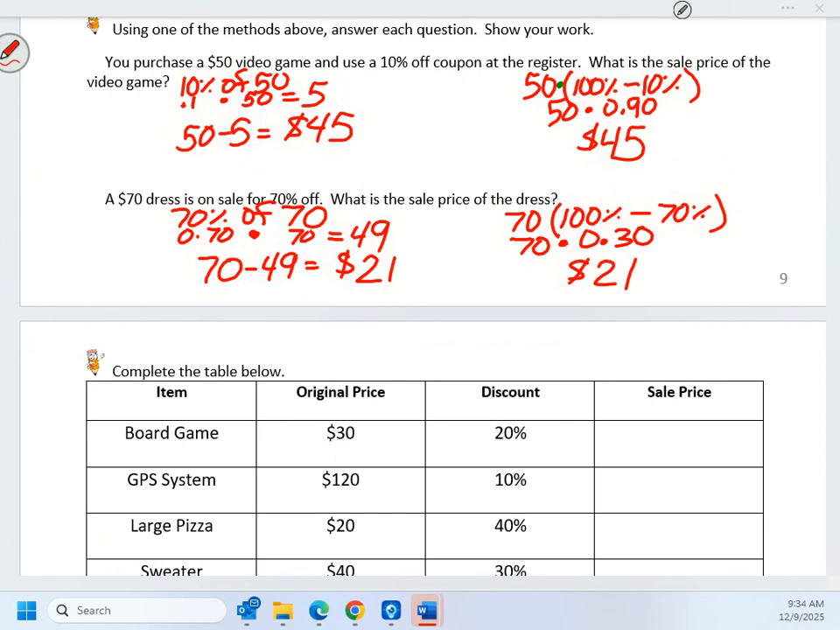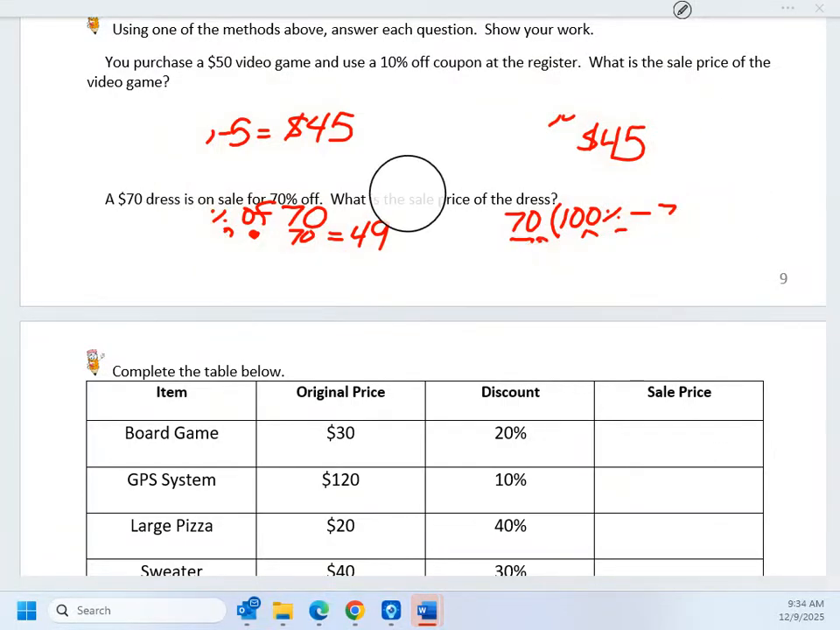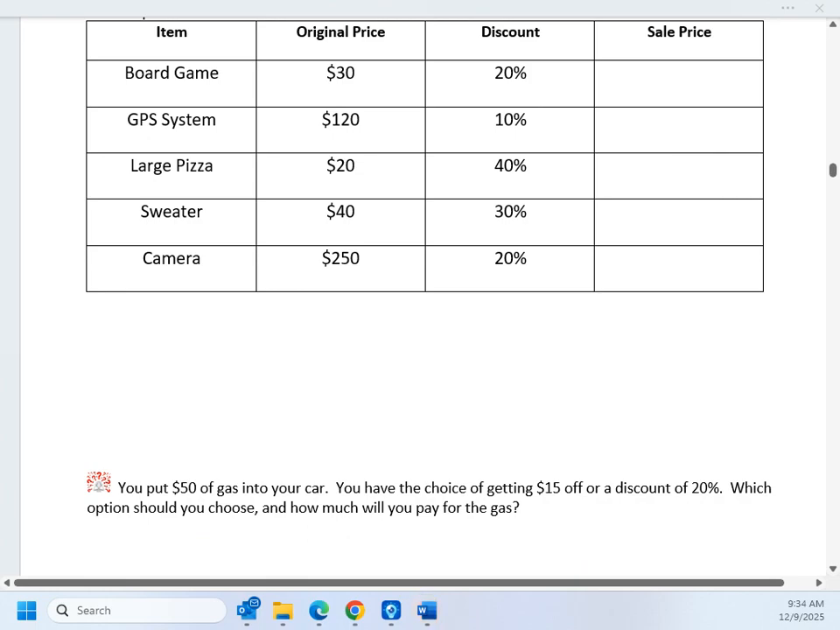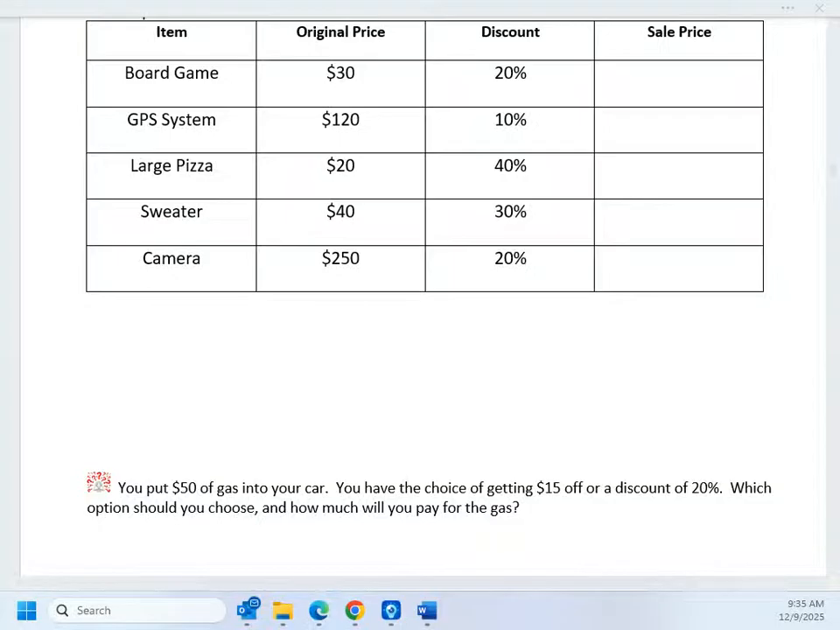Okay? How are we feeling? Is there a method that you feel comfortable with? You're going to have to decide which one makes the most sense to you that you're going to want to use. Let's look at our second page. It's doing the exact same thing. It gives us a table instead of words, so we can say the words to ourselves. A board game costs $30. It's on sale for 20% off. What is the new sale price?